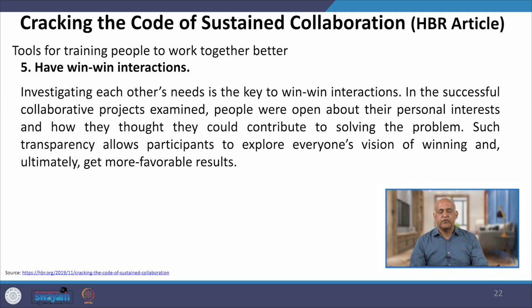And the last one is tools for training people to work together, which help win-win interactions. Investigating each other's needs is the key to win-win interactions. In the successful collaborative projects I examined, people were open about their personal interest and how they thought they could contribute to solving the problem. Such transparency allows the participants to explore the vision of winning and ultimately get more favorable results.